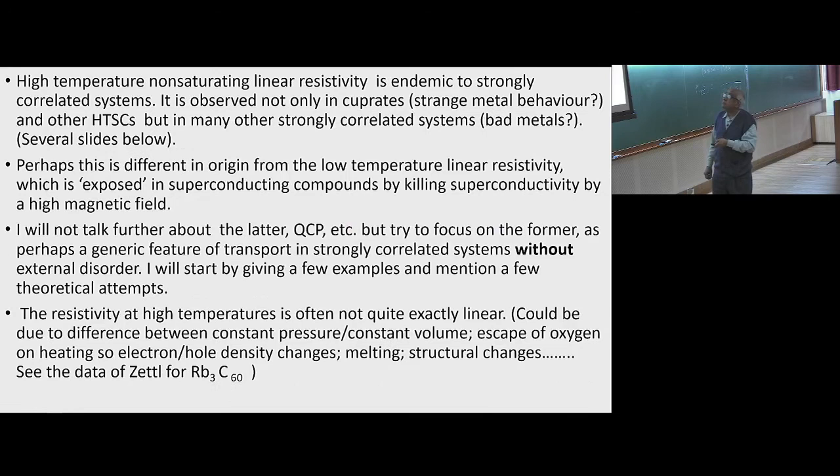All right. So what is the conclusion from this? One is that high temperature non-saturating linear resistivity is endemic to correlated systems. I'm going to show some pictures which say that. So far, all I have shown is that in some cuprate high temperature superconductors, you do find linear resistivity at high temperatures as well as at low temperatures. You can expose this low temperature regime, for example, by applying a magnetic field and killing superconductivity. If you do that, then you get a certain kind of material in which you find this feature.